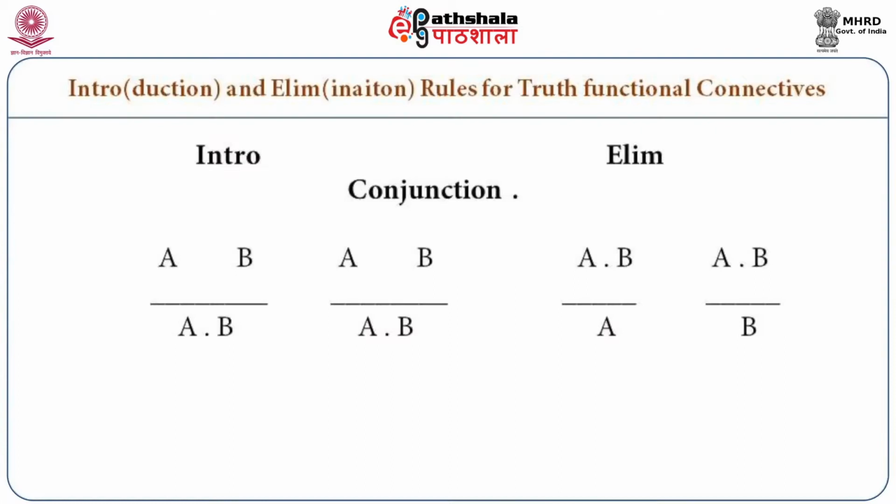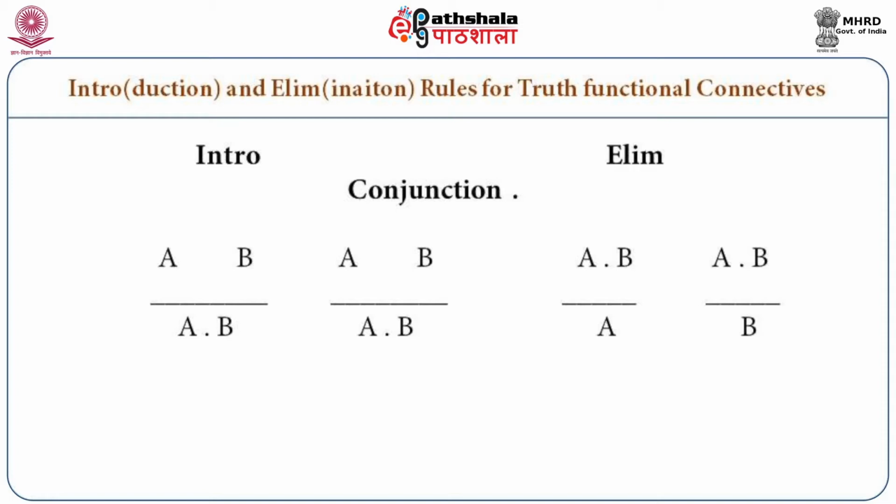Let me introduce once again conjunction. Given the truth of A and another sentence B which is also true, we can infer the conjunction of A and B, or B and A. That's possible. We can also eliminate conjunction in our inference. That is, given a conjunctive sentence A and B, we can infer one of the conjuncts, A, or the other conjunct, which is B.